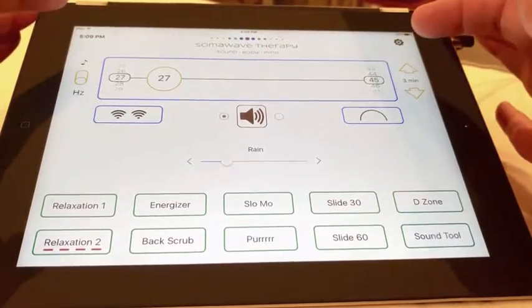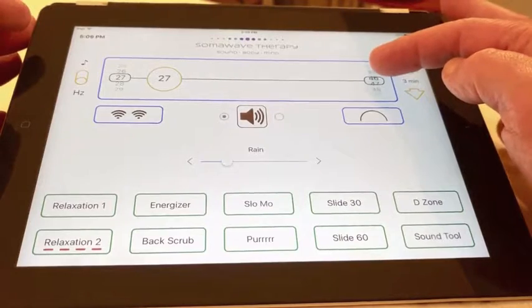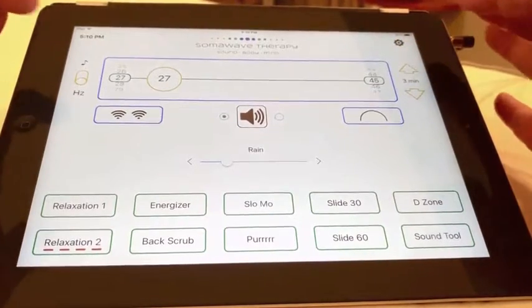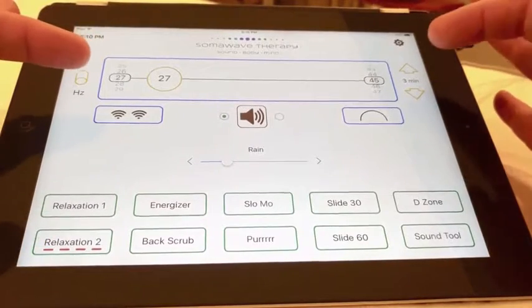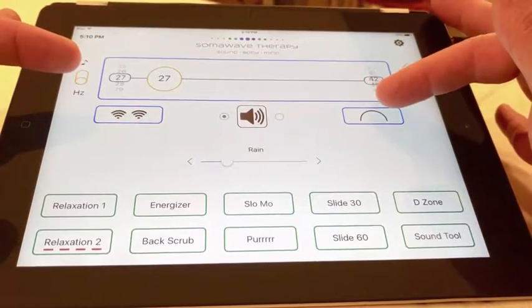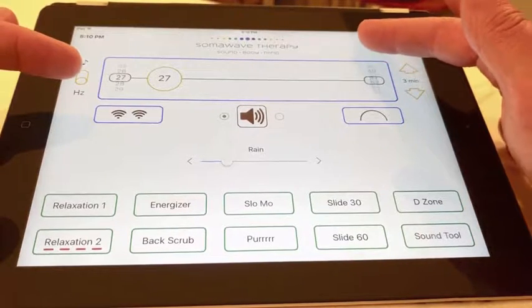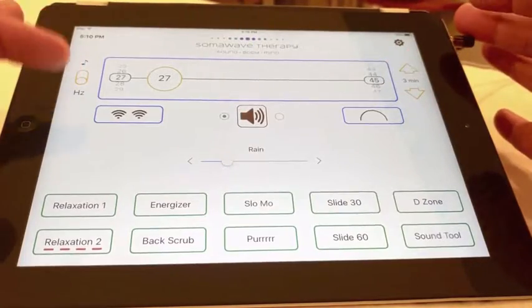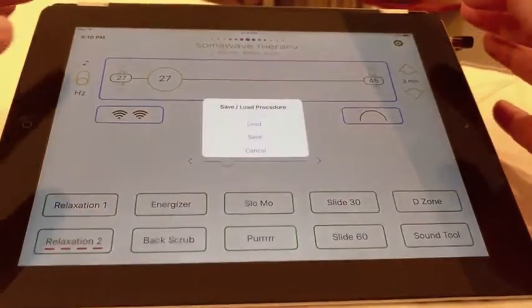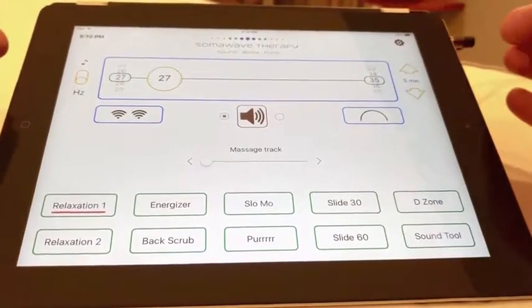And again, the generalization being that the higher frequencies, more energy; lower frequencies, more relaxing. So relaxation 2 I have set at 45. I've done 40, 45, 50, even 55. But right now I have it set for 45. Relaxation 1 is 35, so 27 to 35.